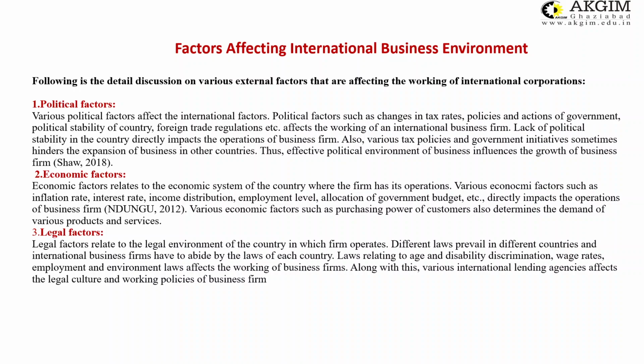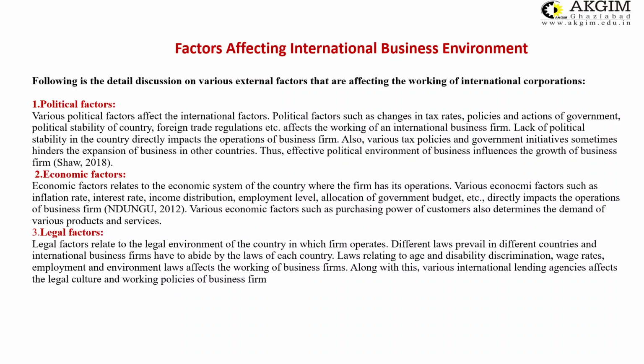First, the political factors. Before starting business in any country, I should study the political factors. They may include changes in tax rates, policies, and actions of the government, political stability of the country, foreign trade regulations. I must also check the political stability in that country. If there is instability in relation to the political parties, it is better that at that time I should not invest in that country as a businessman. So this is the first important factor that may impact international business in the countries.